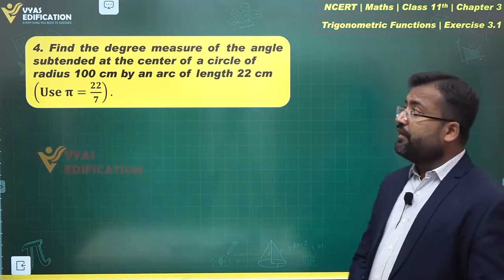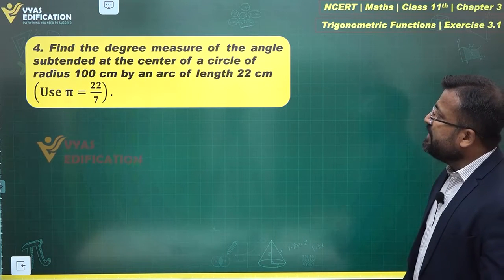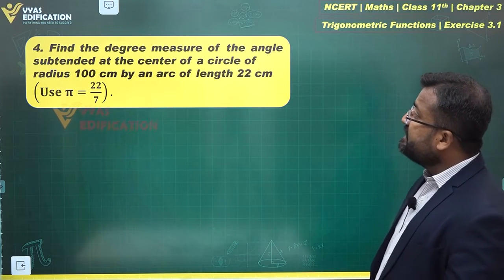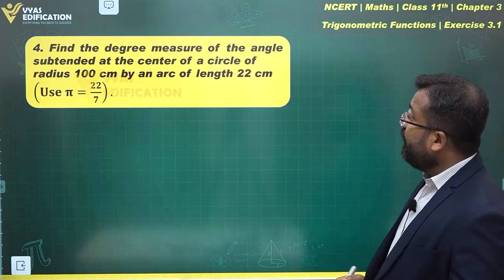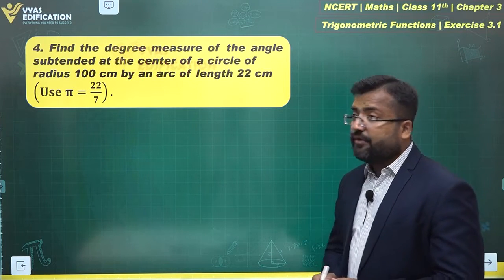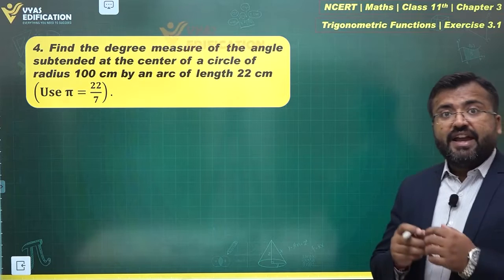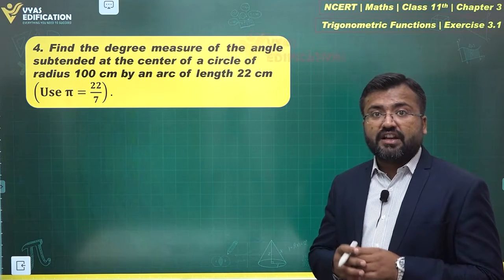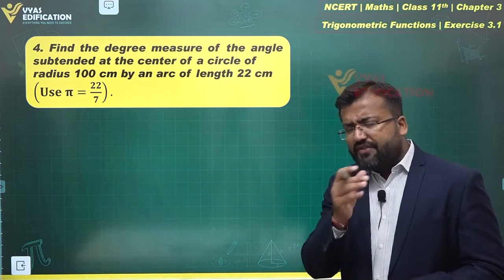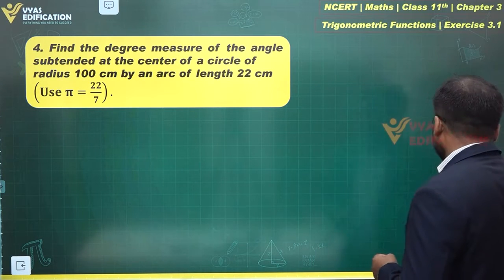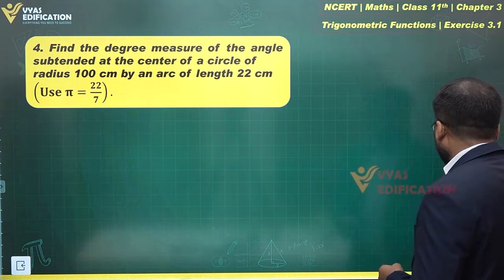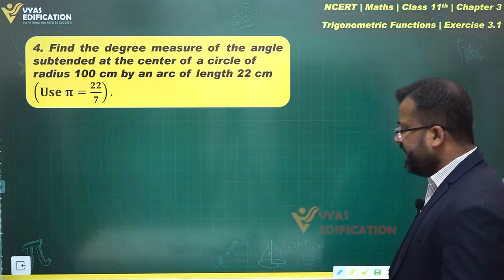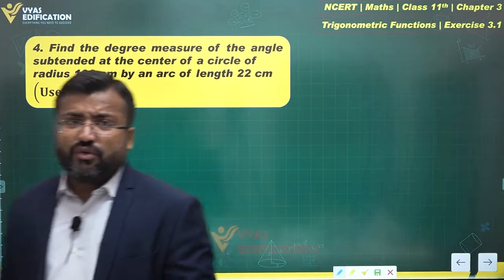Let's discuss this question in front of us. What does the question say? Find the degree measure of the angle subtended at the center of a circle of radius 100 centimeter by an arc of length 22 centimeter. Now, you have some relation which relates the radius of the circle and the length of the arc along with the angle subtended at the center. How do we relate all these three things? Let's take a look at the idea behind that.